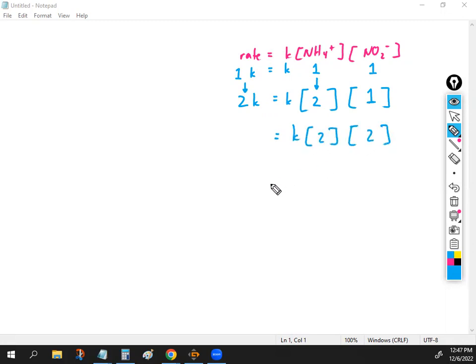What's the new rate if you double both of them? 4. So if you double both of them, you quadruple the rate. Because each of them is working independently, and if you double one of them, it doubles. If you double the other one, it doubles again. So you quadruple it if you double both. It's just the way the math and the exponents work out.